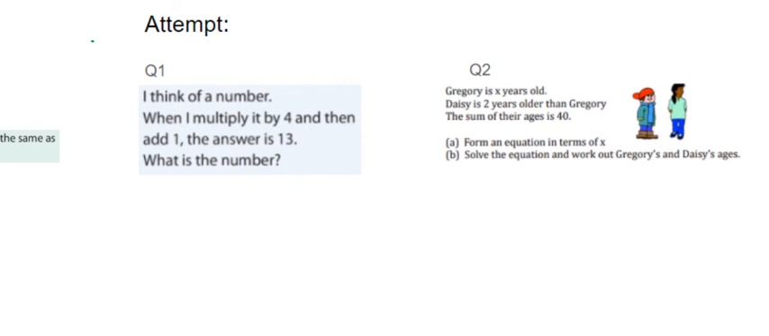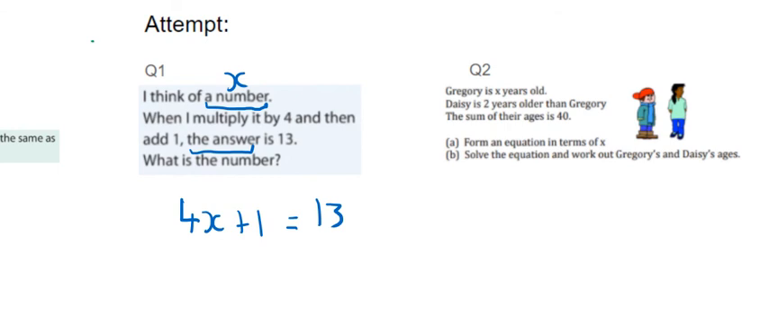So the first one: I think of a number. Hopefully you'll have said that a number was x. When I multiply it by 4, so when you're multiplying the x by 4, we're going to have a 4x here because we write the 4 beside it, and then add 1. The answer is 13. So there has to be an equals 13 because the answer is 13. So 4x plus 1 equals 13. That would be the equation for this one.